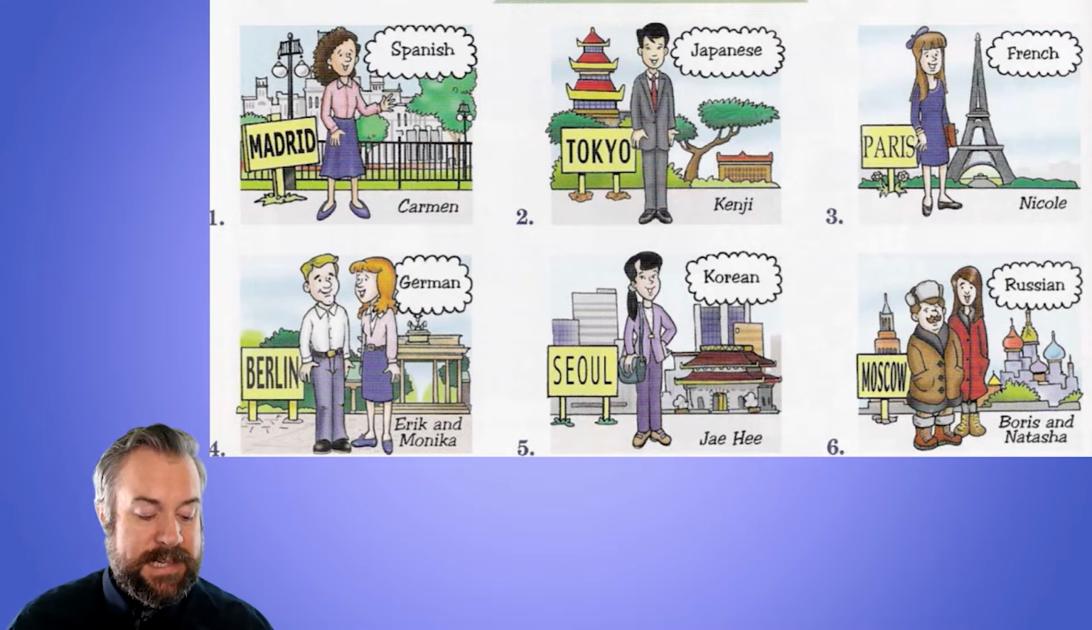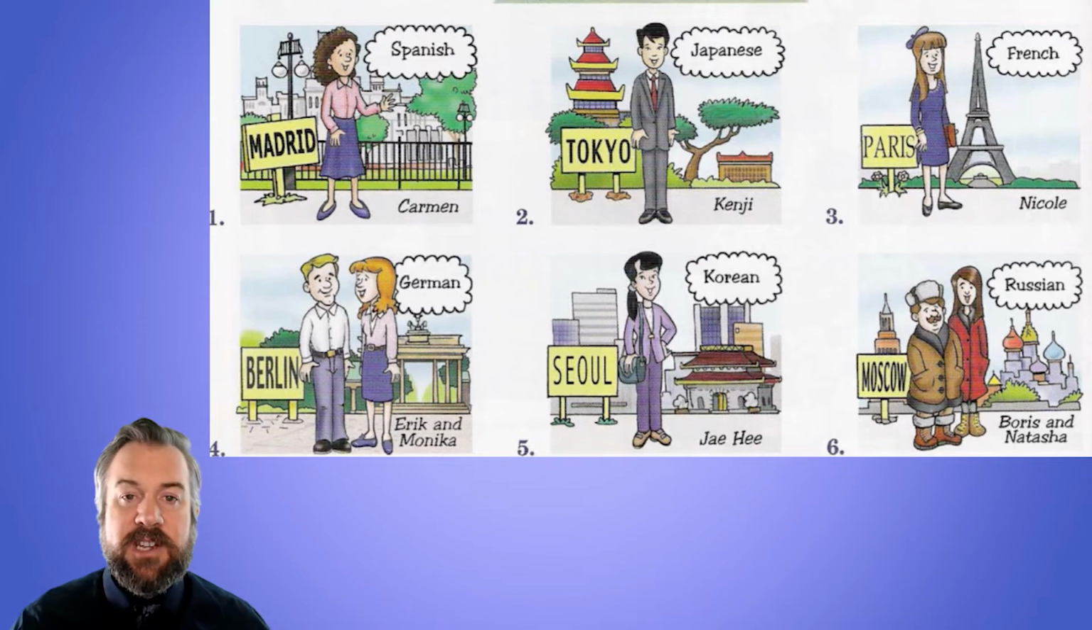And the last one, number 6. What are your names? Our names are Boris and Natasha. Where do you live? We live in Moscow. What language do you speak? We speak Russian. Tell me, what do you do every day? We eat Russian food, we sing Russian songs, and we watch Russian TV shows.